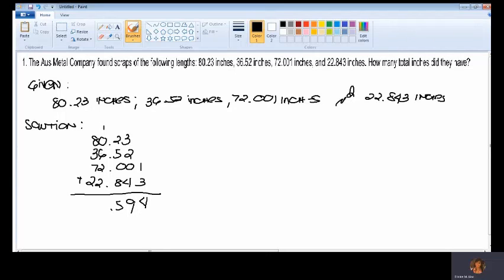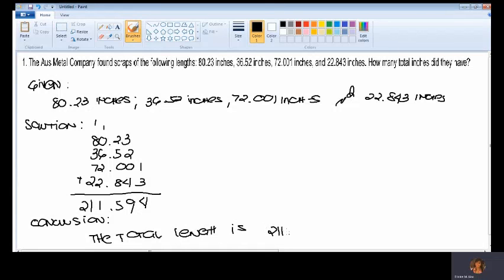Carry 1. 1 plus 6, that is 7. 7 plus 2, 9. Plus 2, that is 11. Okay. 8 plus 1, plus 3, that's 12. Plus 7, that's 19. Plus 2, that is 21. So your conclusion will be the total length is 211.594 inches.